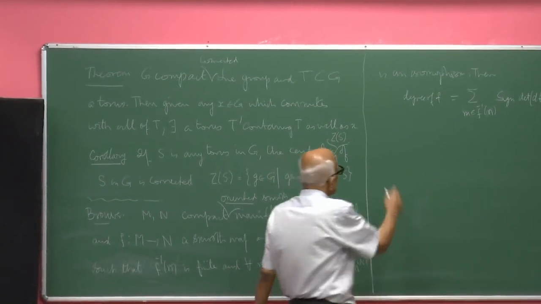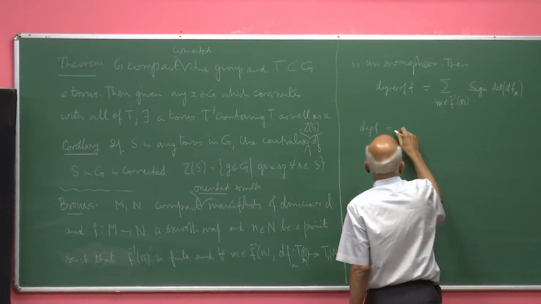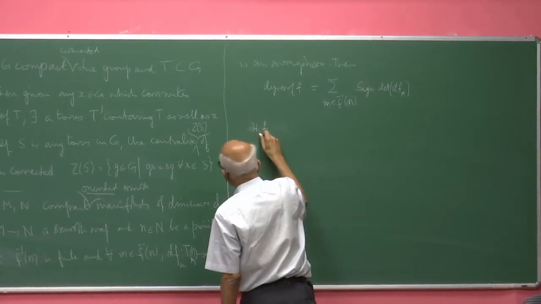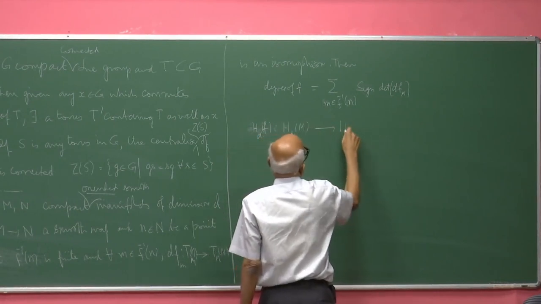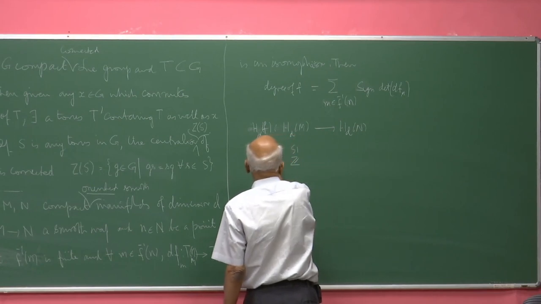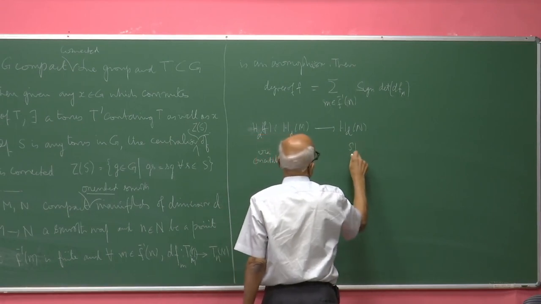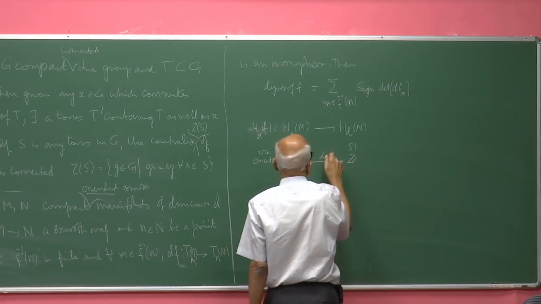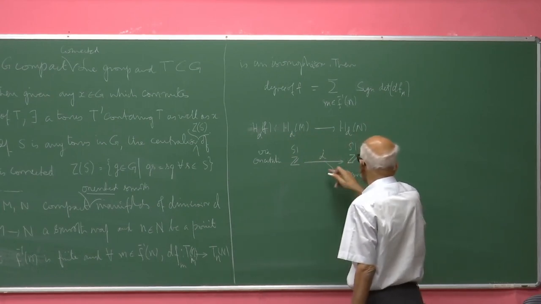Degree, remember, is this: f induces a mapping H_d f from H_d of M to H_d of N, and this has an identification with Z via orientation. And similarly here, Z, and you get a certain number, which is the degree. Any mapping of Z to Z is multiplication by some integer, and that's the degree.